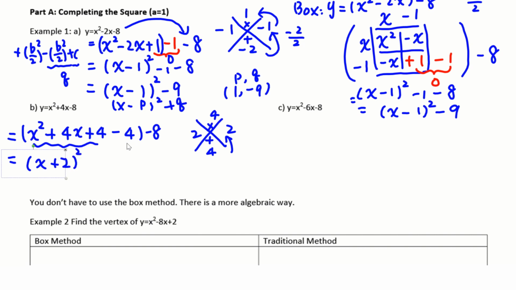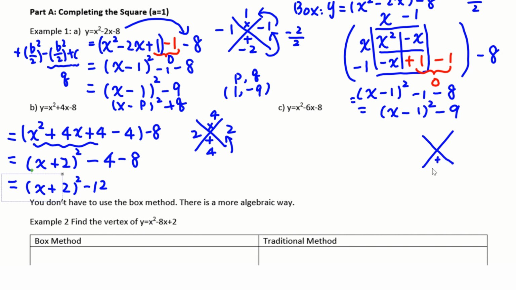Then the minus 4 we didn't use, we combine 8 with the negative 8, you are going to have x plus 2 bracket squared minus 12. So this is a vertex form, it's done. Then we are going to do the next one.